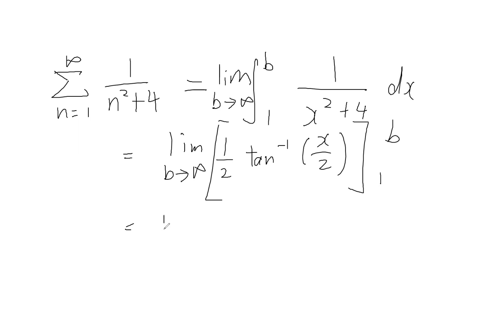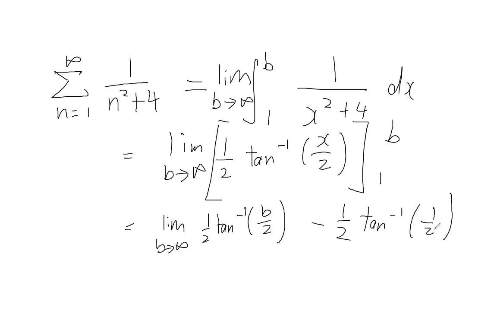Then I would say limit. I would just take up the b here, 1 over 2 arctangent b over 2, minus, because as limit goes to infinity, if I put 1, it is nothing but just a constant term. So I just write this down, half over 2. All right. So this is the part which makes people feel very complicated.